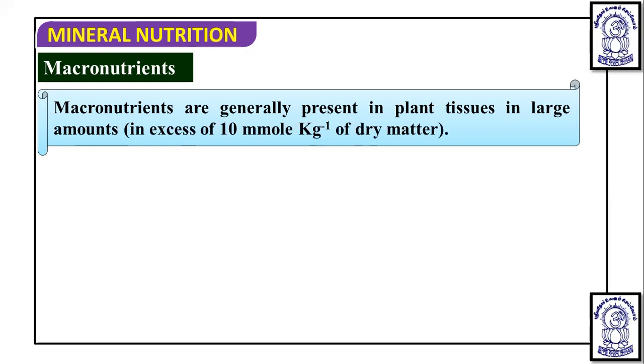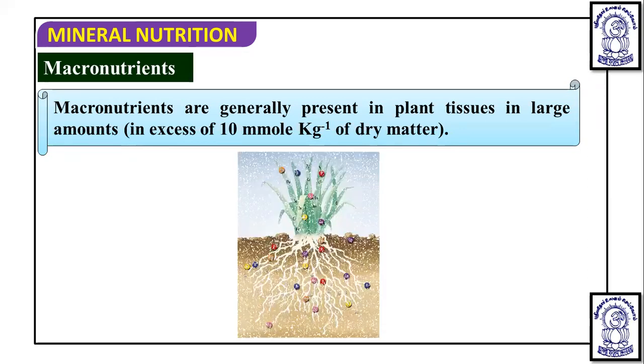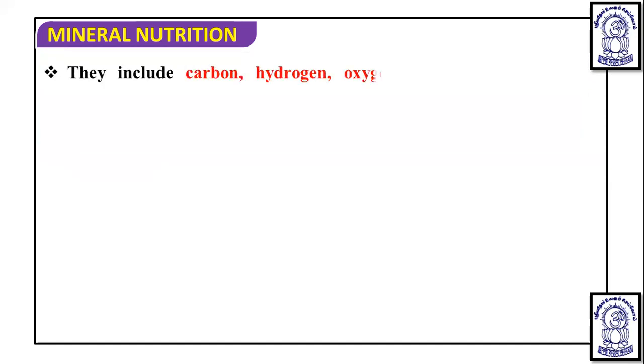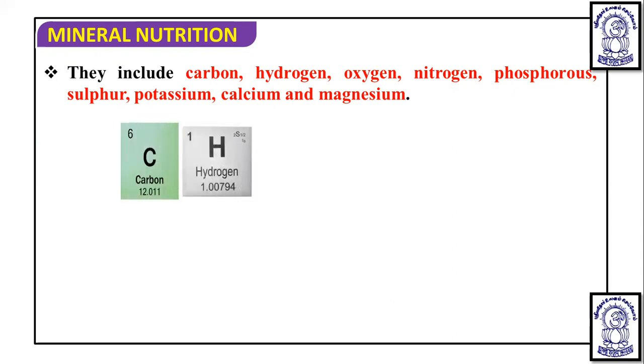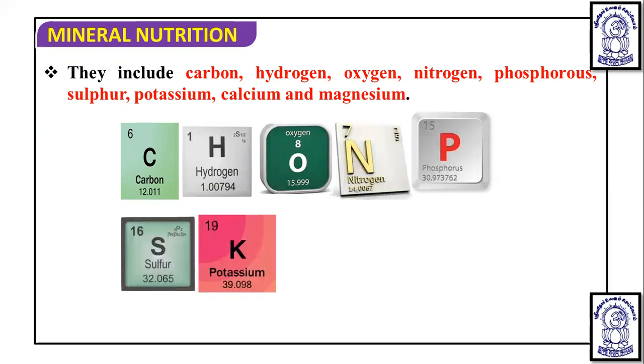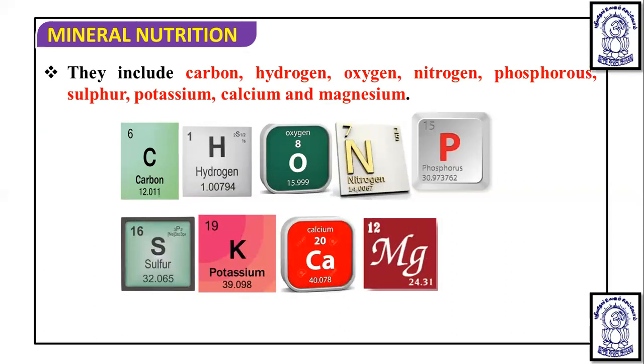Macronutrients are generally present in plant tissue in large amounts, in excess of 10 millimole per kilogram of dry matter. The macronutrients consist of nine elements: carbon, hydrogen, oxygen, nitrogen, phosphorus, sulfur, potassium, calcium, and magnesium. You have to remember these nine elements, very important ones. These nine are there.